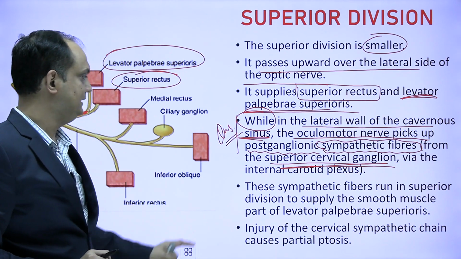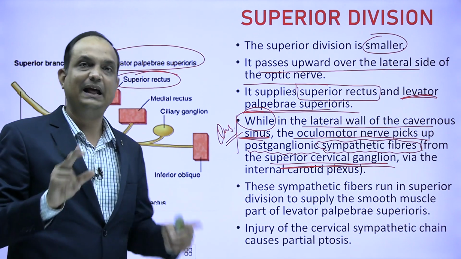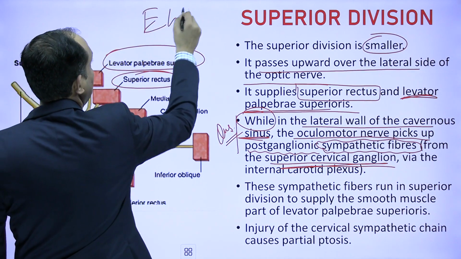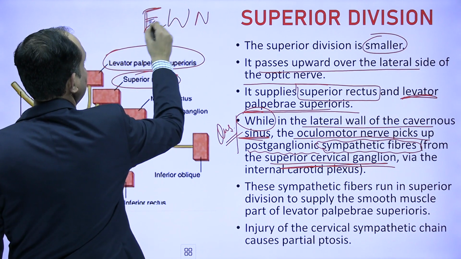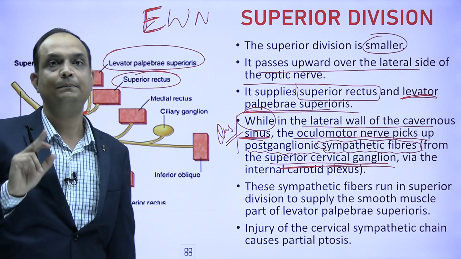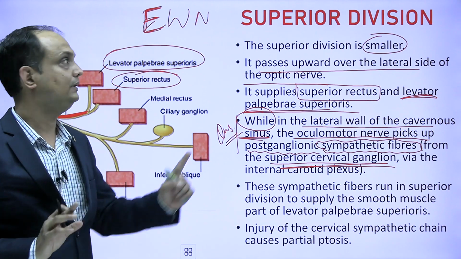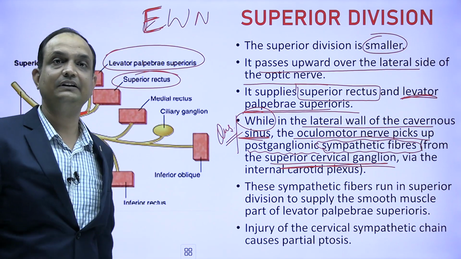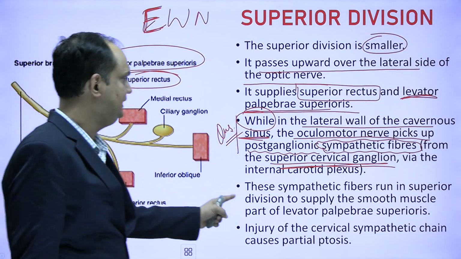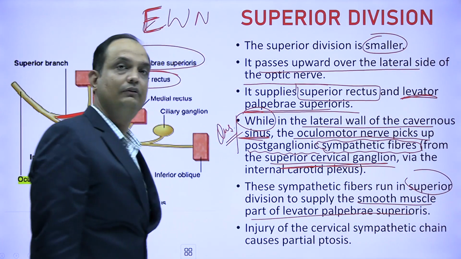Now, another important thing is that these sympathetic fibers run in the superior division. The question is about the parasympathetic fibers. You know that we are talking about the Edinger Westphal nucleus, and I told you that this nucleus supplies the constrictor or sphincter pupillae and ciliaris. But the important thing is that these parasympathetic fibers are never part of the superior division. The superior division has the sympathetic fibers along with the motor fibers. Clear?